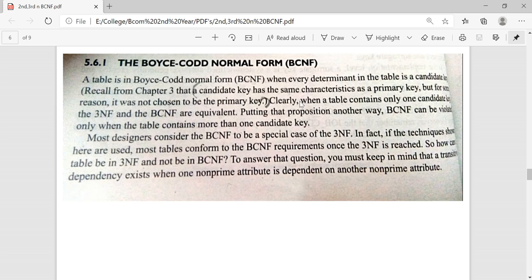The next statement is: when a table contains only one candidate key, the third normal form and BCNF are equivalent. See, vice versa, A is equal to B, B is equal to A.